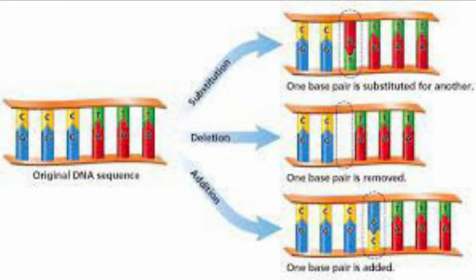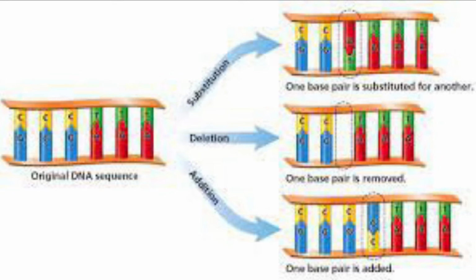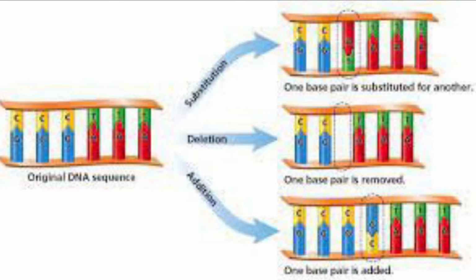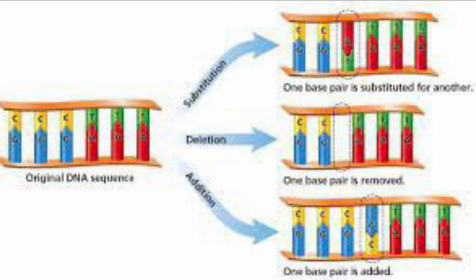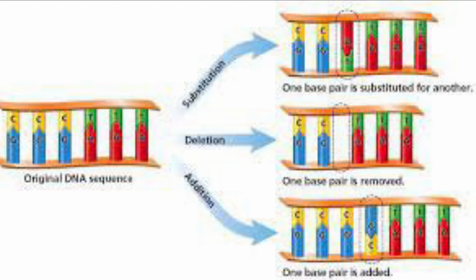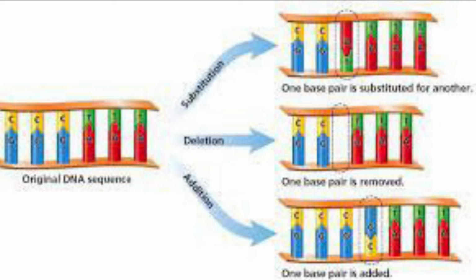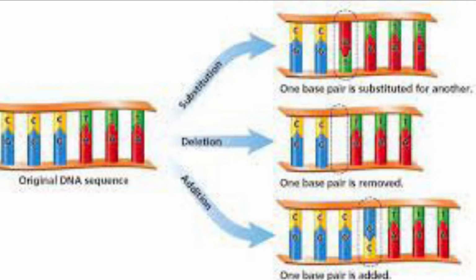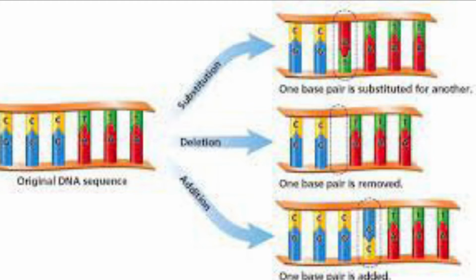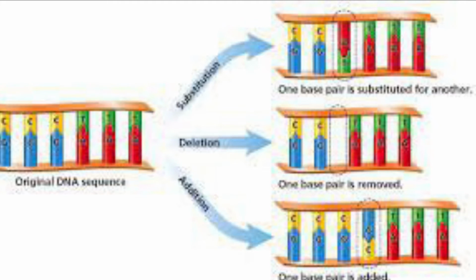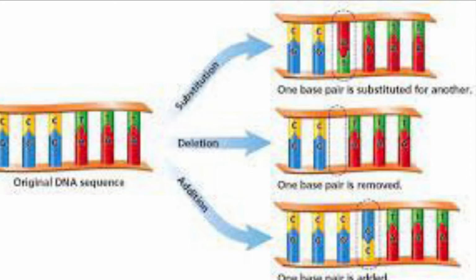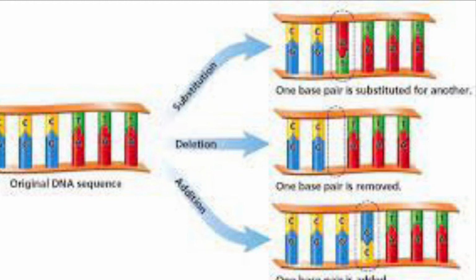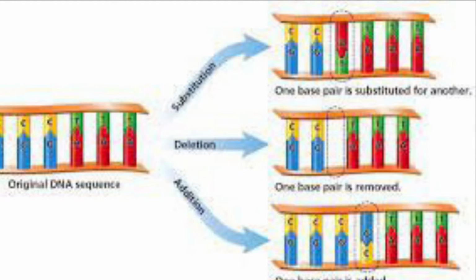So basically, there are three main types of gene mutation. The first one is substitution, the second one is deletion, and the third is addition. In substitution, one base pair is substituted for another. In deletion, one base pair is removed. For example, if there are two A's and one T, you just remove one A. And addition is basically you add a base to a pair. For example, if there's a G but there's no C, you add a C.